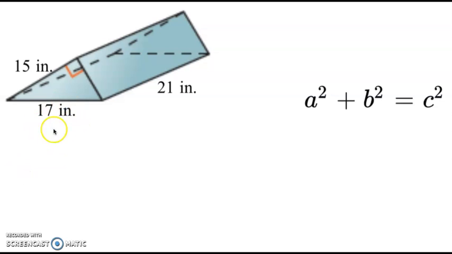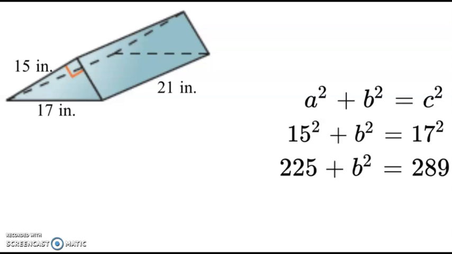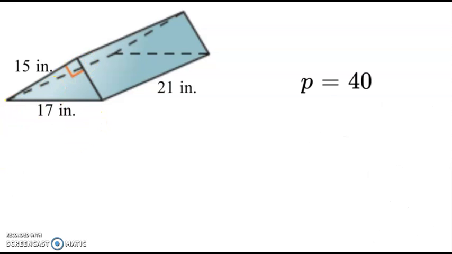This triangle is a right triangle, so we can use the Pythagorean theorem to find that third side. So the larger side is 17 because it's across from the 90, so that goes in for C, and 15 can go in for A or B. So square those out, we get 225 and 289. Subtract from both sides, you get 64. Take the square root of both sides, and B equals 8, so this piece here is 8. So 8 plus 15 plus 17 for the perimeter gives me 40.